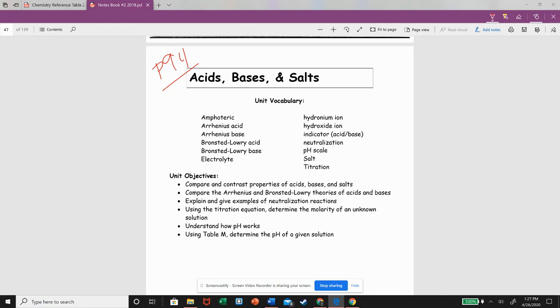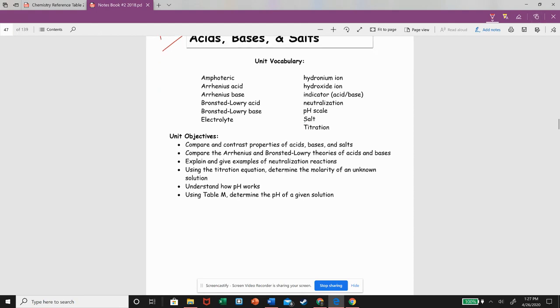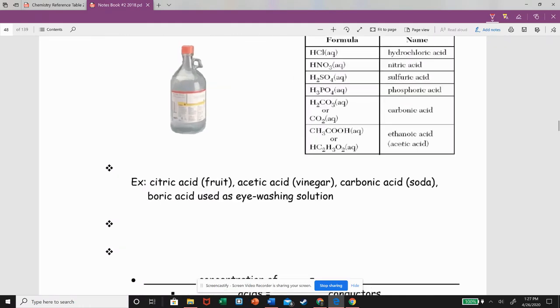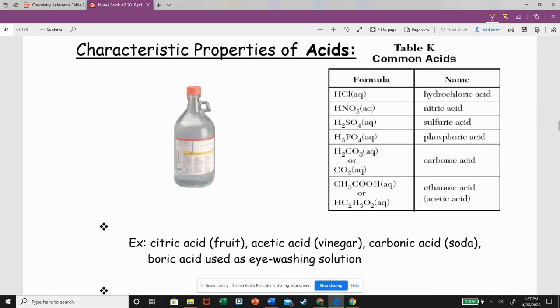As with all of our units, we start off with the unit vocabulary and our unit objectives. These are the words and the things that you should be able to do by the end of this unit. Now we're going to go over to page number 95, and I'm going to make this screen bigger so that my handwriting looks a little better. All right, so let us talk about the characteristics of acids.